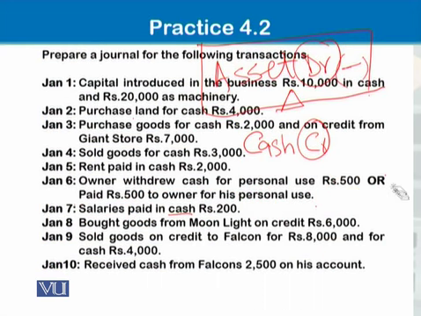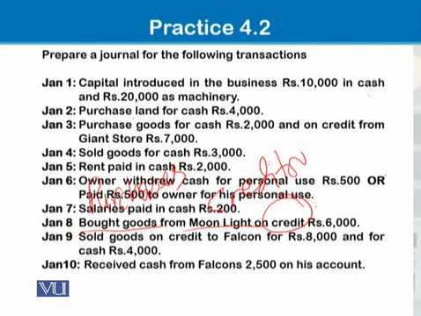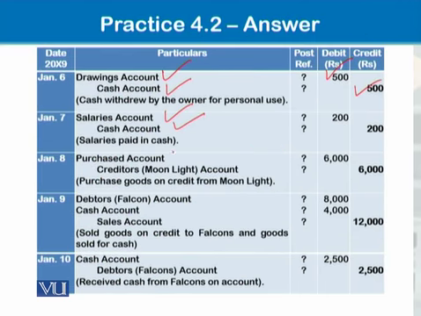Two transactions done, three left only. Be patient. What is this? Bought goods from Moonlight on credit. It's a credit transaction. Bought goods gives you purchases and Moonlight is our creditor. Whenever we purchase goods on credit, creditors are created. So this is purchases debit and creditors credit for this amount.